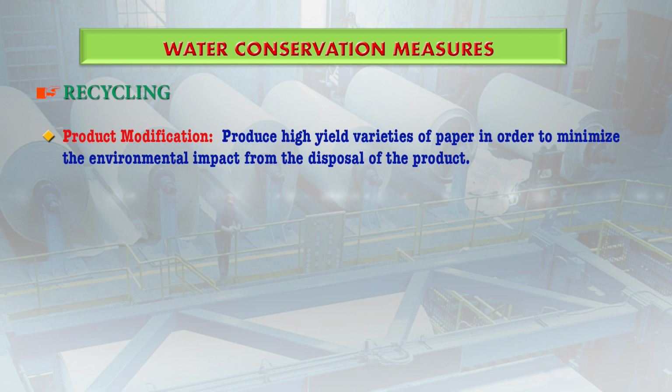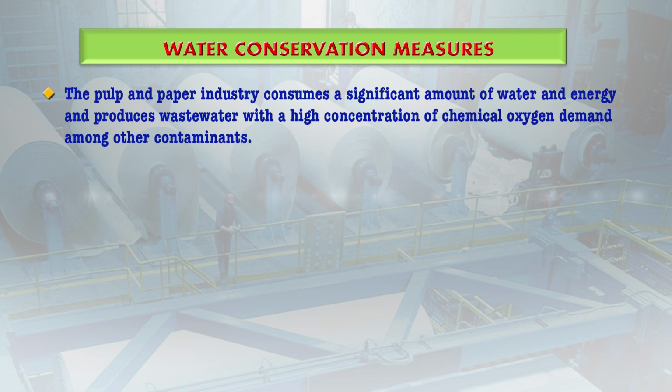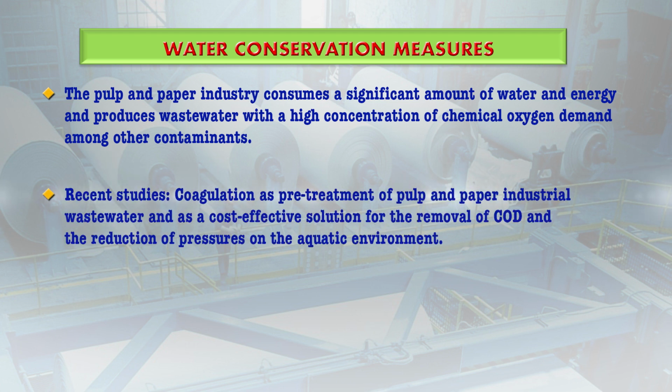Now the pulp and paper industry consumes a significant amount of water and energy, all this we have been discussing so far. And this produces wastewater with high concentrations of chemical oxygen demand among other contaminants. Recently there have been reports and scientific publications which say that coagulation as a pre-treatment of pulp and paper industrial wastewater would be a cost-effective solution for the removal of such chemical oxygen demand and the reduction of the pressures on the aquatic environment.